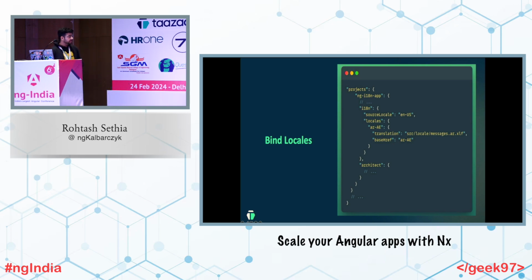After we're done with the translations, we have to do a small binding. If you can see here, this is our app. In this object, you just have to add another object, i18n. Configure the source locale. Let's suppose your source locale is English, so here it should be en-US. And for the other locales you want to localize, you just need to add mappings, like the translation files, where the file is kept, and the base href with which it will be controlled.